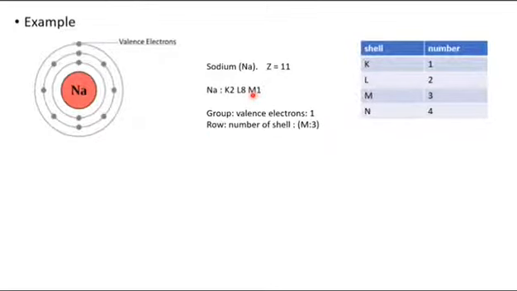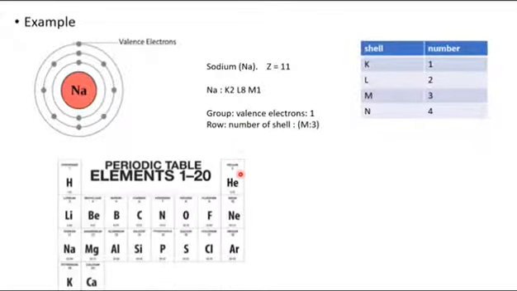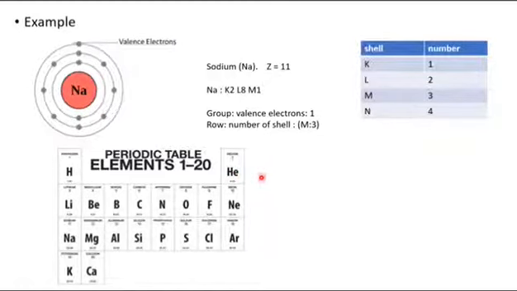The last shell we have here is M, and we have this diagram that reminds us of the shells and their numbers, so we see that M has a shell number equal to 3. So sodium belongs to group 1 and row 3. As we can see here in the periodic table, we have sodium located right here. This is the first row, this is the second row, and this is the third row. So it is in the third row and it is in the first column.